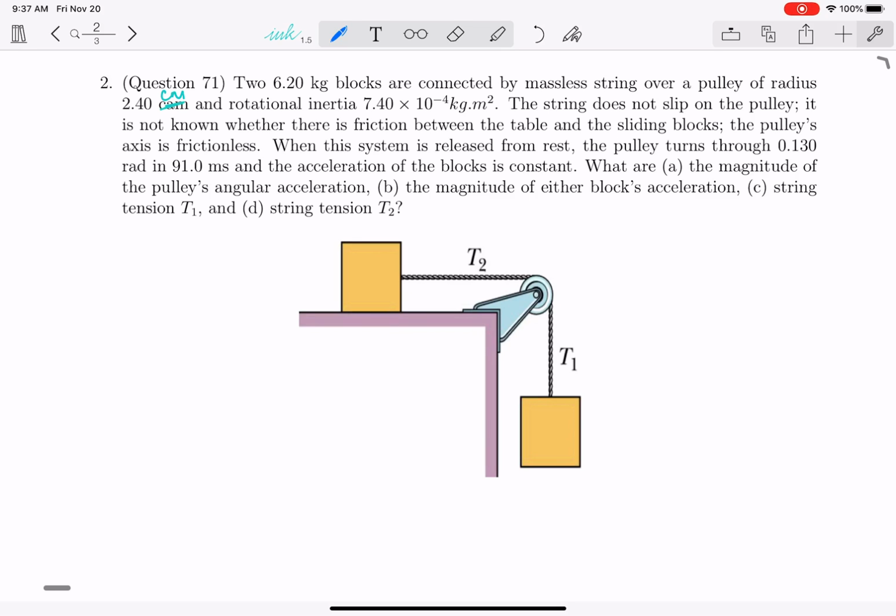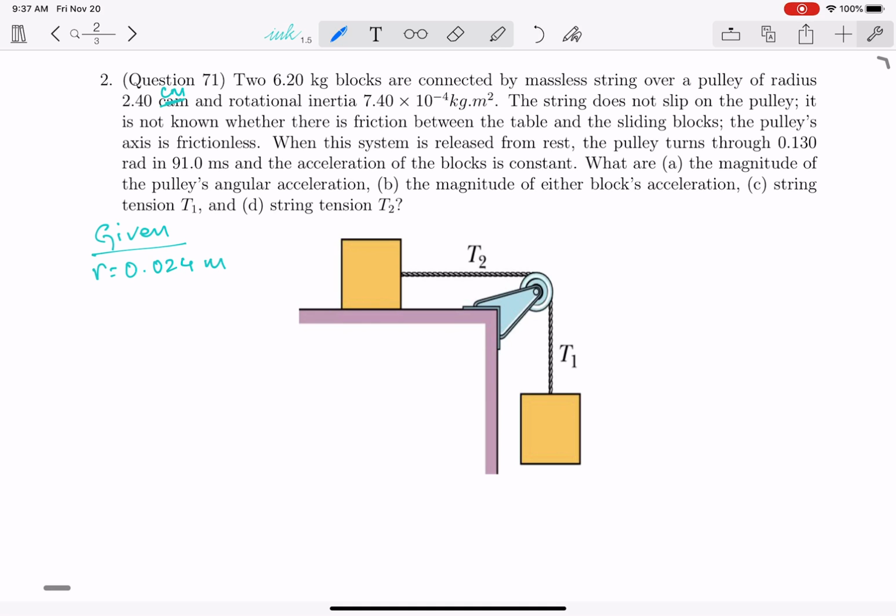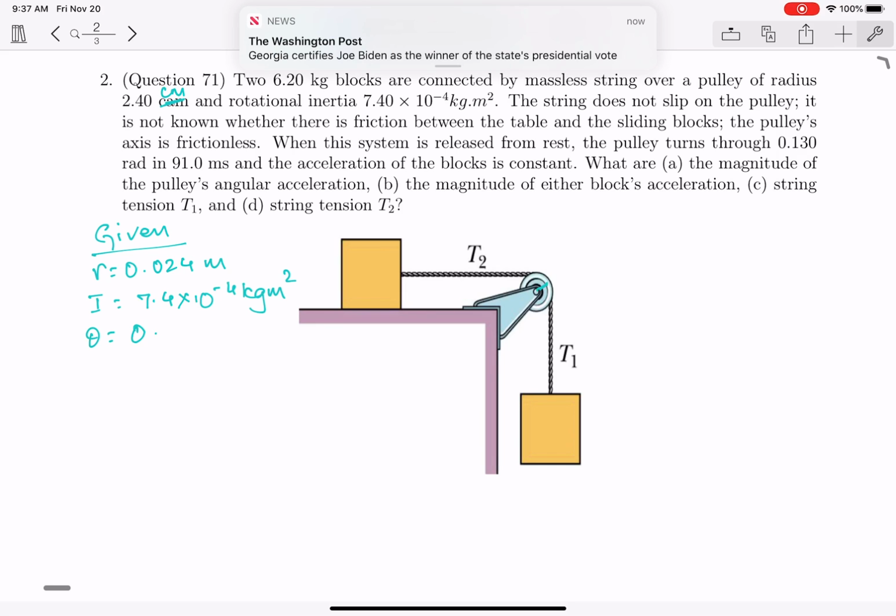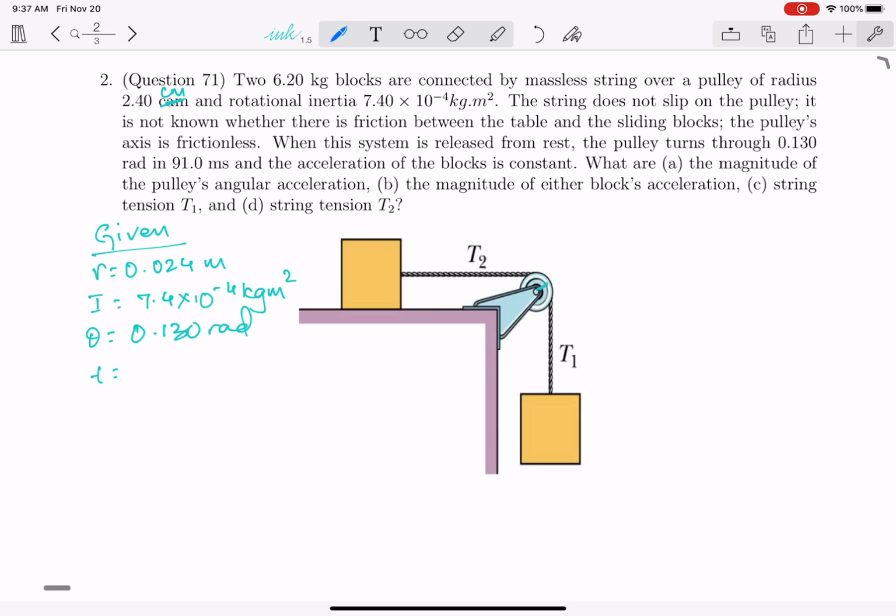All right, so let's see what's given. Radius 0.024 meters, that's for the pulley. Inertia of the pulley is 7.4 times 10 to the power negative 4 kilograms meter squared. Theta is 0.130 radians. The time it took is 91 milliseconds, so that is 0.091 seconds.